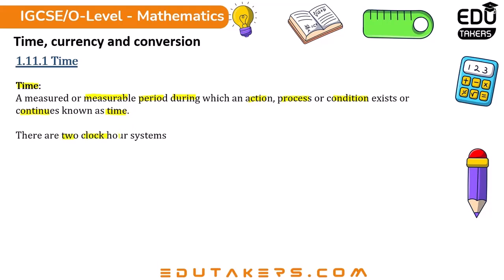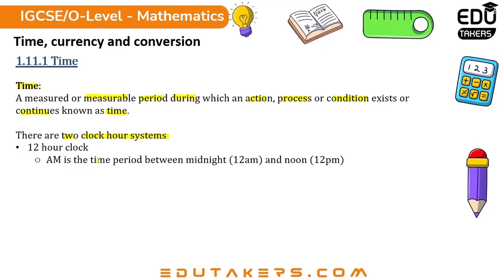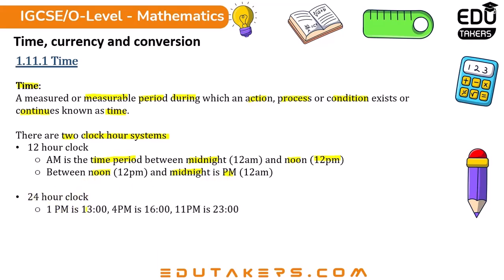There are two clock hour systems. 12-hour clock. AM is the time period between midnight 12 am and noon 12 pm. Between noon and midnight is PM, and next is 24-hour clock. 1 pm is 13, 4 pm is 16, 11 pm is 23.